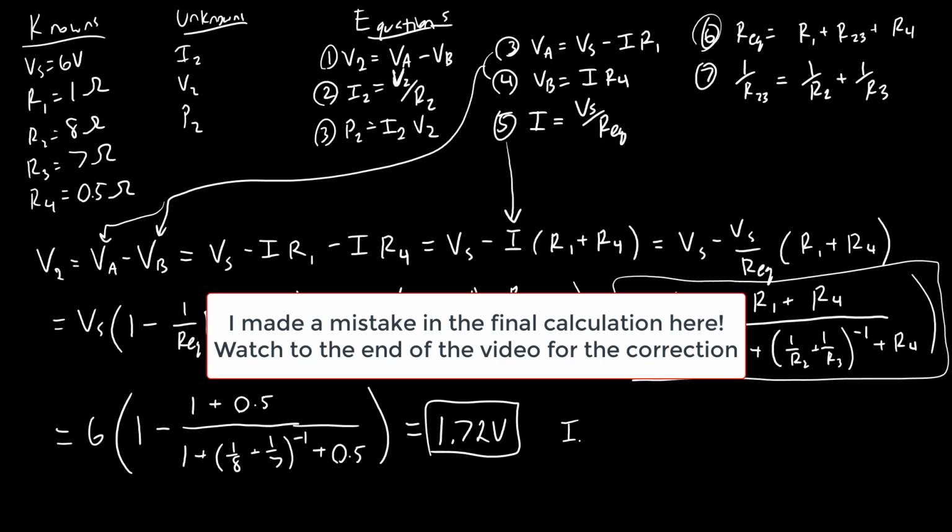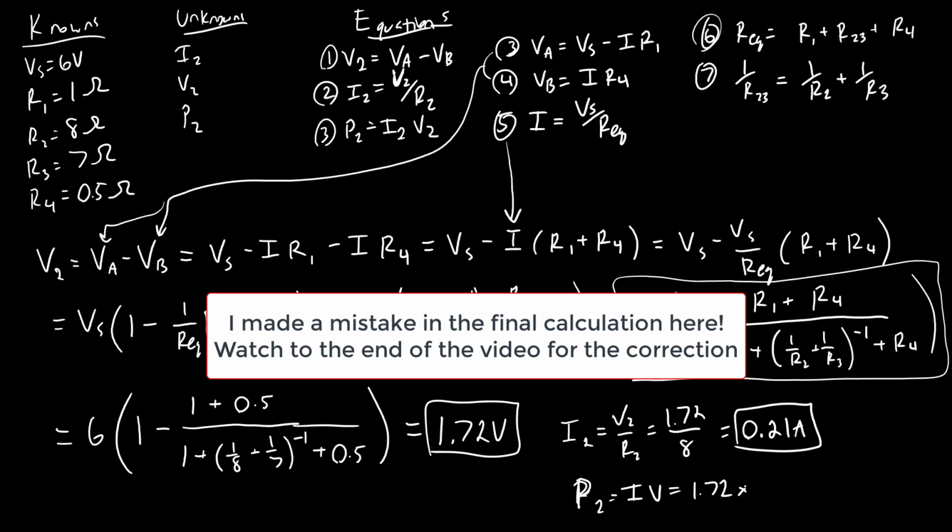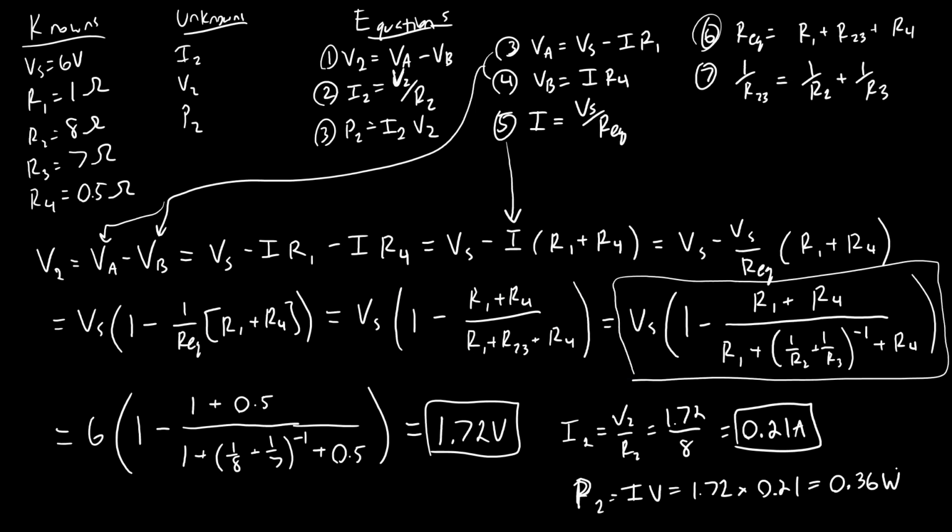I can then go along and solve for my I2, which is V2 over R2, which is going to be my 1.72 volts over 8 ohms. And for that, I get a value of 0.21 amps. And then finally, I can go ahead and solve for P2. I'm going to use IV equals 1.72 times 0.21 amps. And that gives me 0.36 watts.